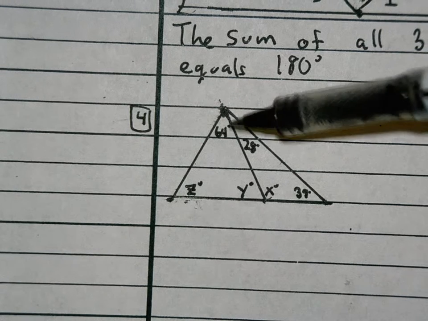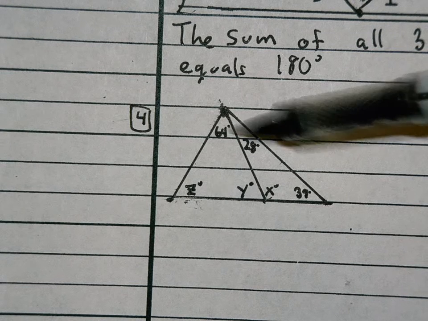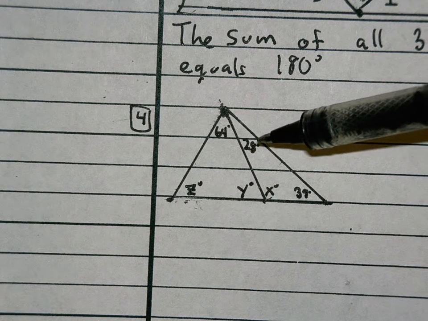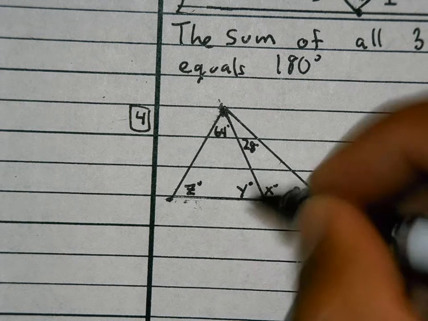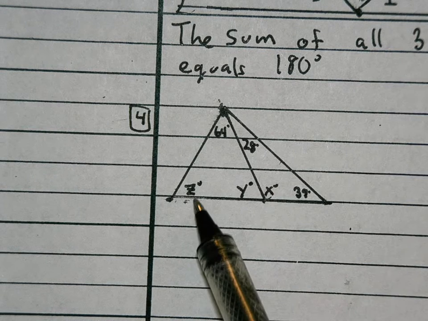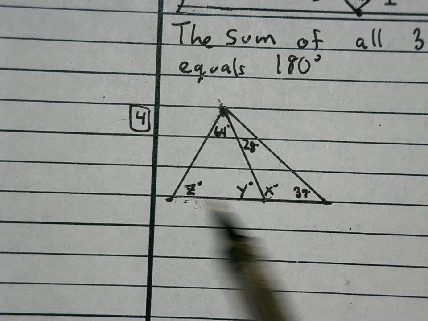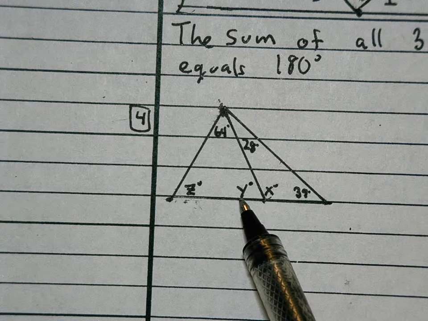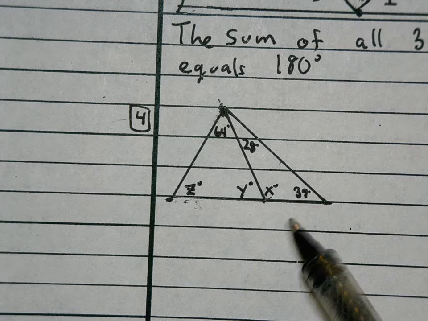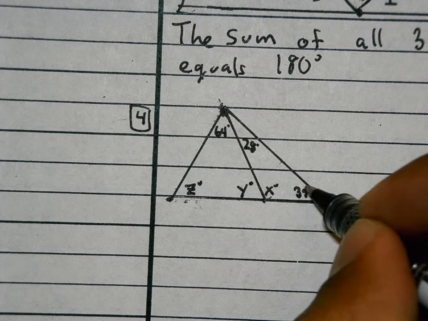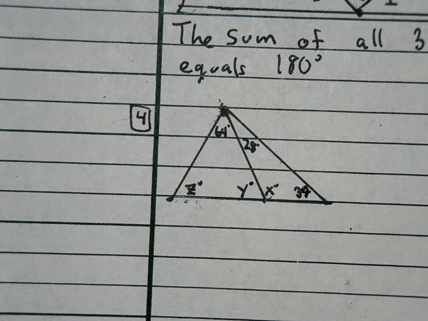This says 64 degrees. This one here says 28 degrees. This bottom left is Z degrees. This is Y degrees. This is X degrees. And this one says 39 degrees. Let me try to make a 9 better than that. 39 degrees.